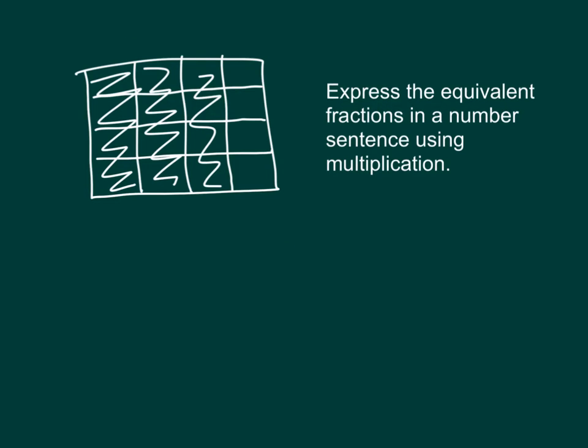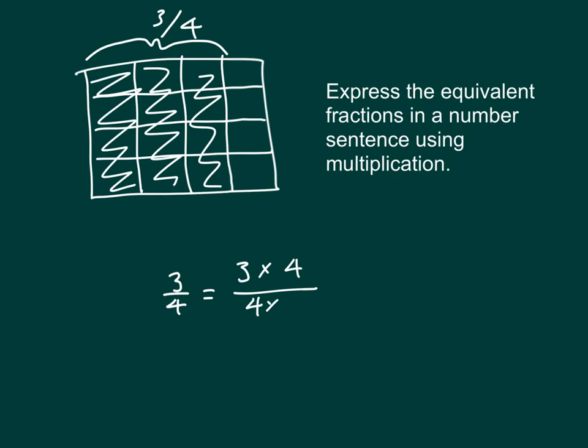Okay, express the equivalent fractions in a number sentence using multiplication. Pause the video while you do your work. What fraction did you start with? Did you say 3/4? And what did you multiply by? Well, it looks like there's 1, 2, 3 horizontal lines, meaning that we had 4 times as many, not only for our numerator, but also for our denominator. So we had fourths, and now we have 16ths. And the amount that are shaded in now, there are 12 of them that are shaded in, so that 3/4 equals 12/16. Check over your work.